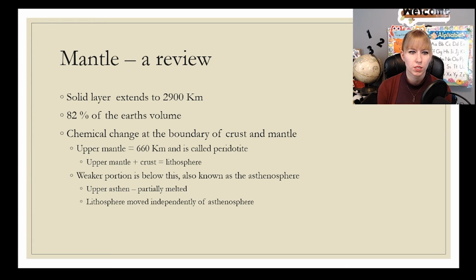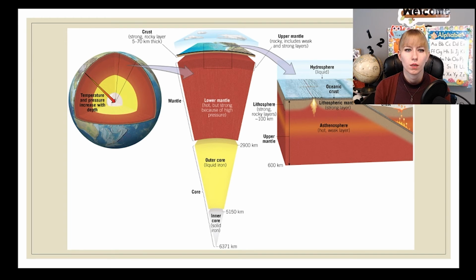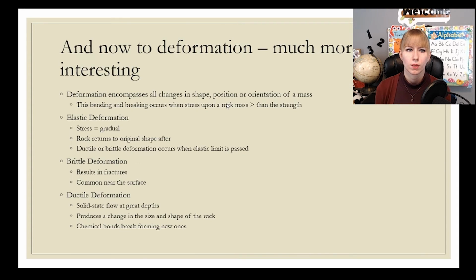The upper asthenosphere is partially melted, and the lithosphere does move independently of it. It kind of floats on top and moves around, creating really cool things like this. And then beneath that, we have the outer core and then the inner core.